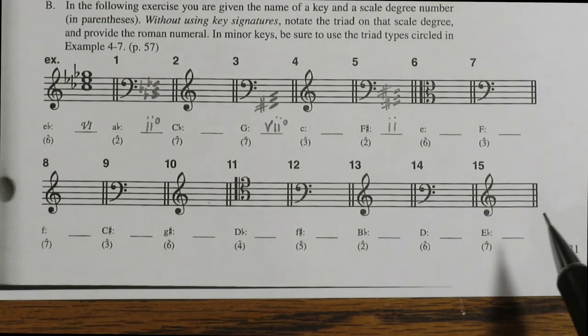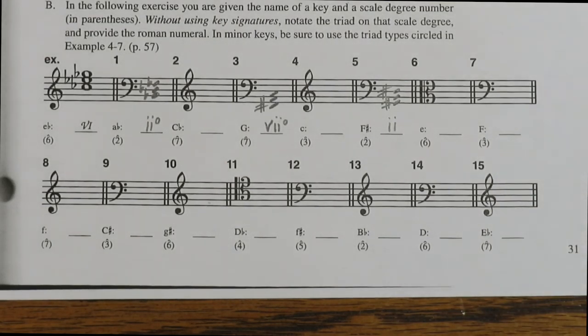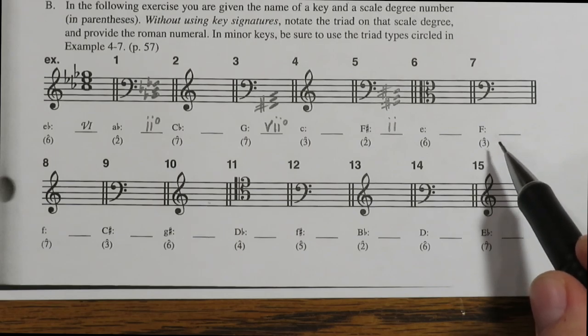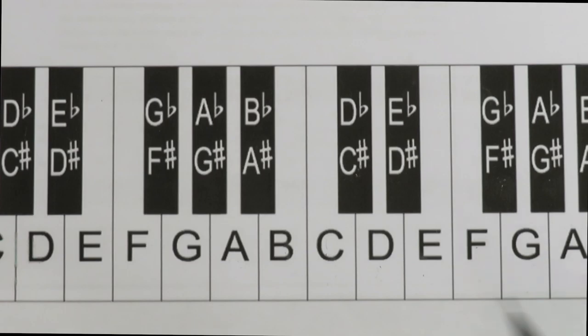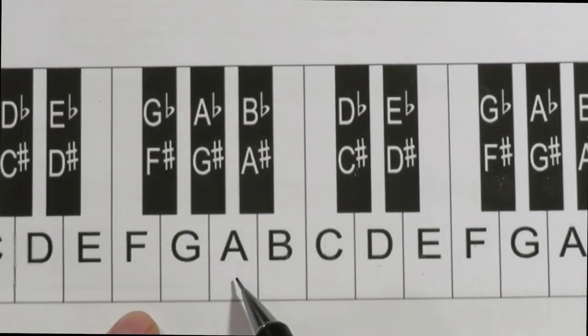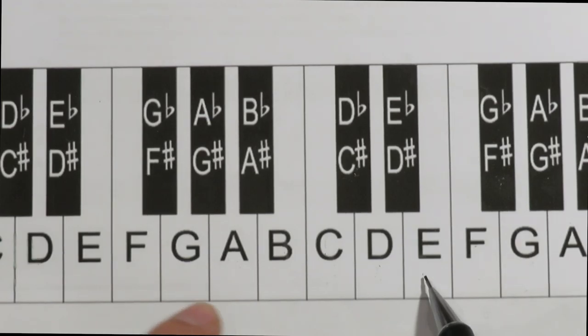All right, now this time we're in F major. What's the key signature for F major? 1 flat, right? Okay. I know you've memorized that by now. All right. So we need a 3 chord. So we go up 3 scale degrees. 1, 2, 3. And if we follow the key signature, we'll build an A, C, E. And that is a minor chord.